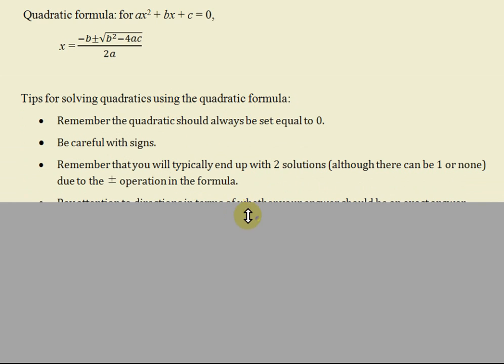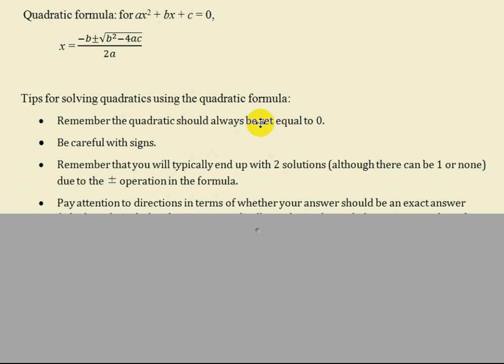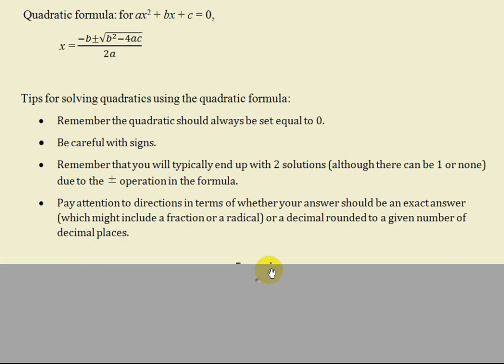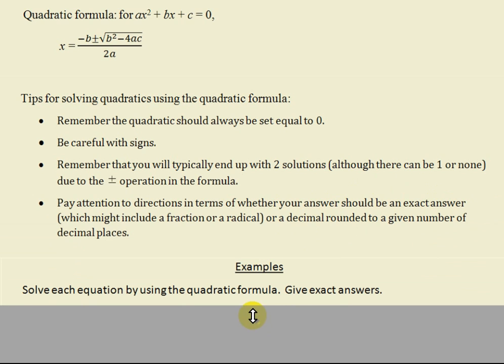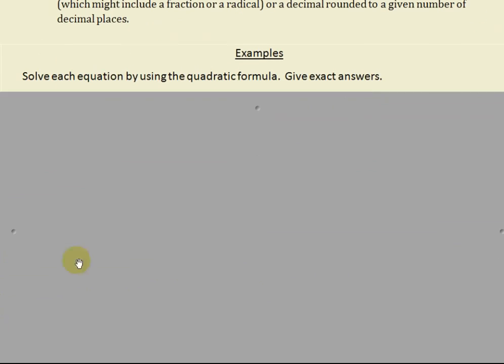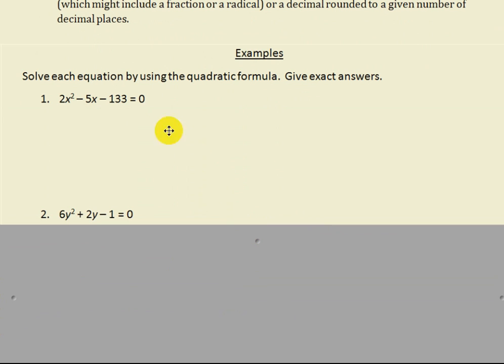So here are some tips to keep in mind. First of all, we always want the quadratic set equal to 0 to use this formula, otherwise it won't work. Be careful with your signs because you'll be working with a mixture of positives and negatives. You're typically going to get two solutions because of the plus-minus operation, although you could get exactly one solution or possibly no solution. And then pay attention to the directions. Sometimes you'll be asked for an exact answer, sometimes for a decimal, so pay attention to that. So let's go ahead and dig into some examples and see how this works.